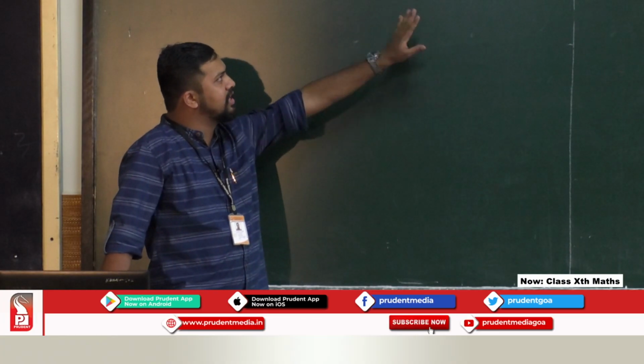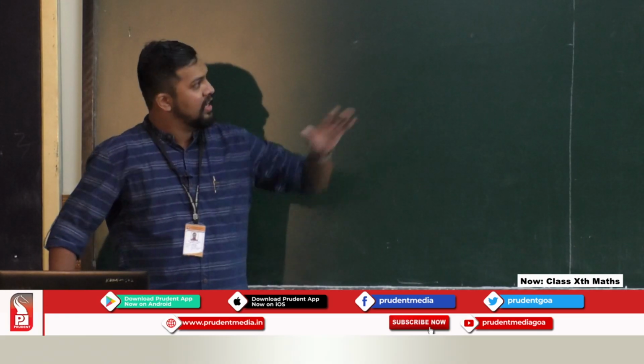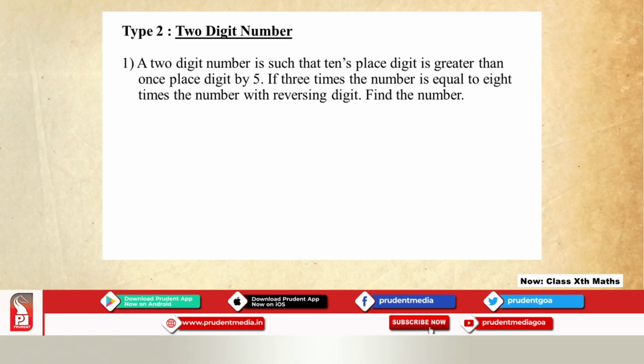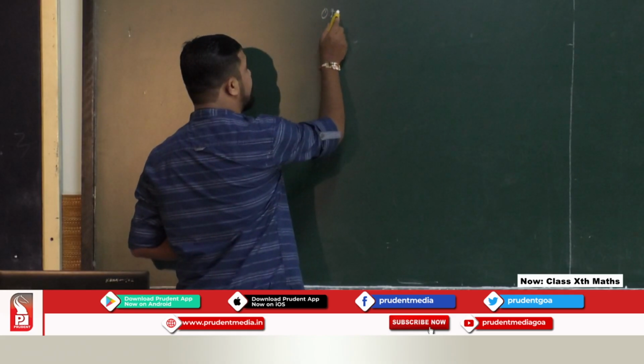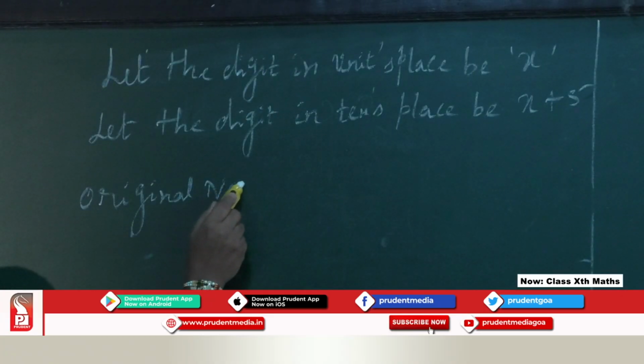So my 2 unknown things became: let the unit place be x, let the tens place be x plus 5. So my first statement is almost clear to you. That is, the 2-digit number is such that tens place digit is greater than ones place by 5. Up till that much we are clear. Once we know unit place and tens place, we have to find something called the original number. Just like we found out for 23, I said 2 multiplied by 10 plus 3 multiplied by 1. In the same way, I will find the original number.